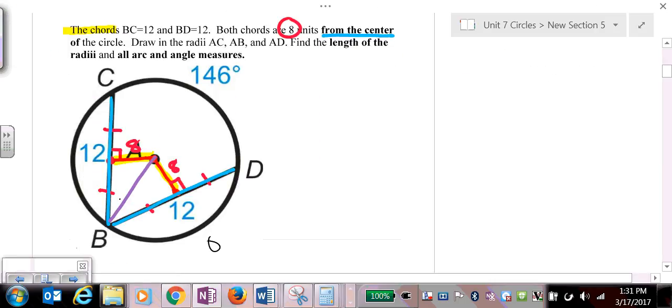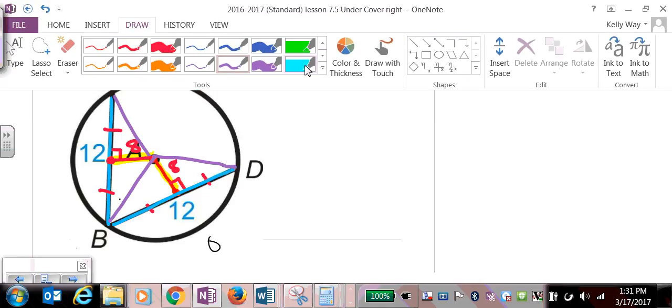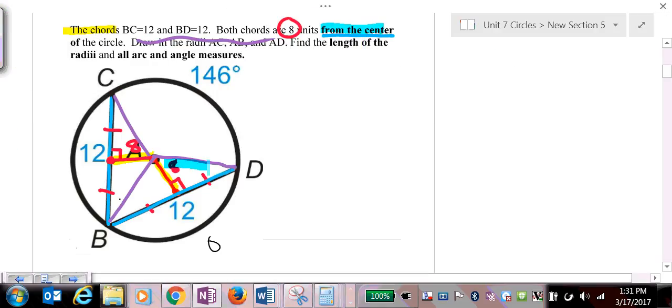So we have a radii here, here, and here. How many of you got the radii in the right place? You did? Okay, now we're ready to go. We want to find the length of the radii and all angle measures. Because from the center, what kind of triangle do we have going on here?